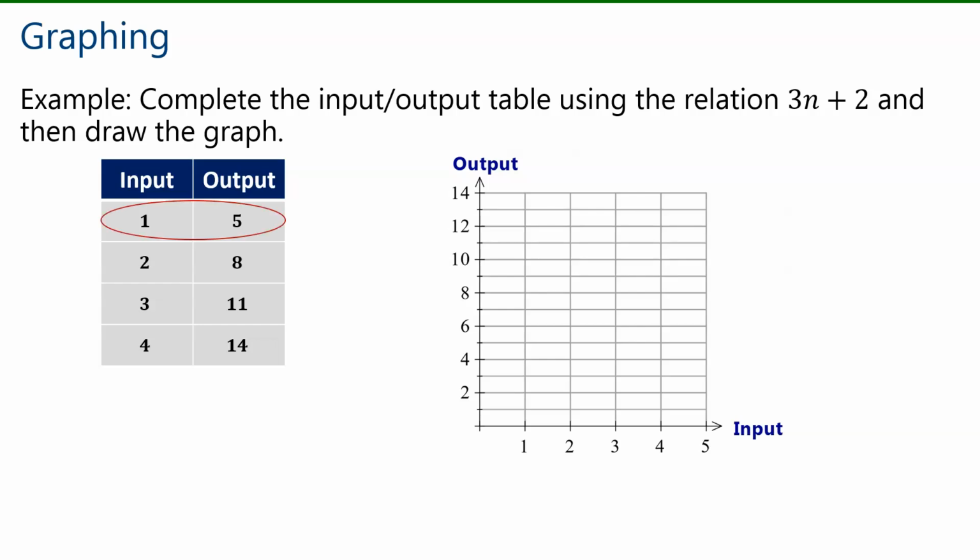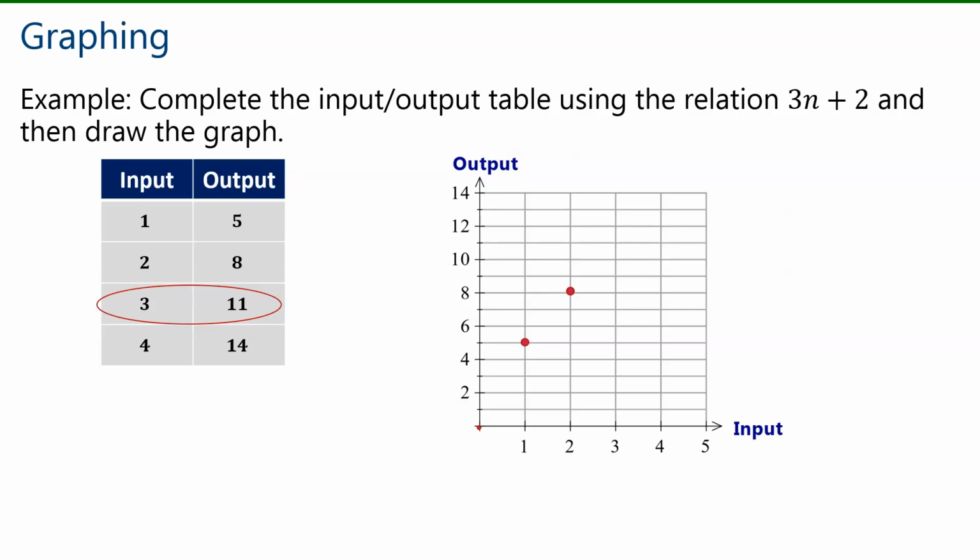So our first set of points is an input value of 1 with an output value of 5. So if we start at 0 and go over to an input value of 1 and then up to an output value of 5, we get our first point right here. Next we have 2 and 8. So we can go over to an input of 2 and up to 8, giving us this point here.